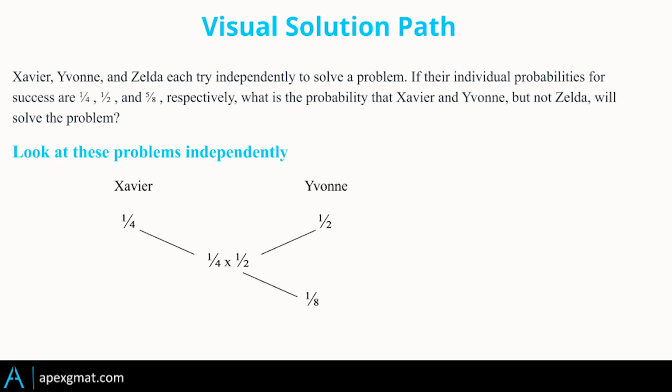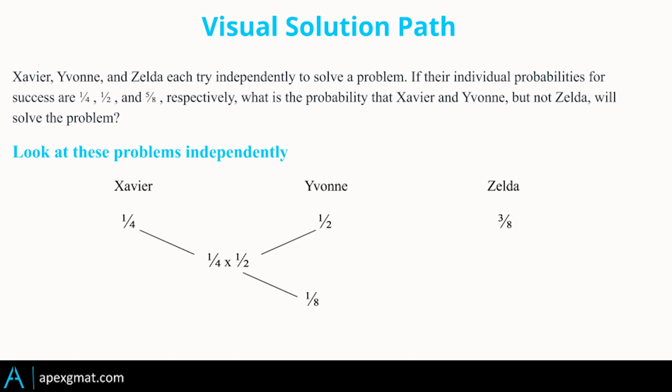It's not that we can't look at Yvonne when Xavier gets it incorrect, it's that it doesn't matter. So from a framing perspective, this is all about only looking at the probability for the outcome that we want and ignoring the rest. Xavier 1 out of 4, Yvonne 1 out of 2 gets us to 1 out of 8. Then, and only then, what are the chances that Zelda gets it incorrect?